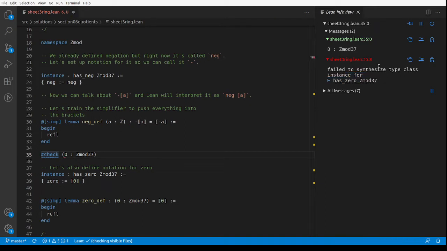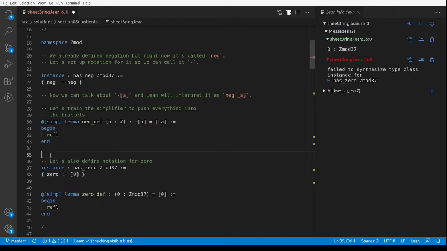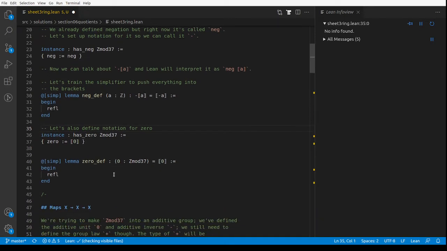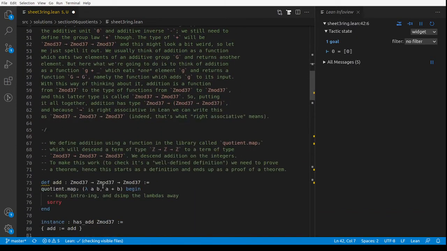It says the type class inference system cannot find a term of type has 0 Z mod 37. So I make a term of that type, and I tag it with the instance attribute. And there's a quick way of doing that by just writing instance. And I say 0. Why don't we make it the equivalence class of 0? That would be a sensible thing to do. So now we've got a 0, and indeed 0 is by definition the equivalence class of 0. So now the next thing is addition.